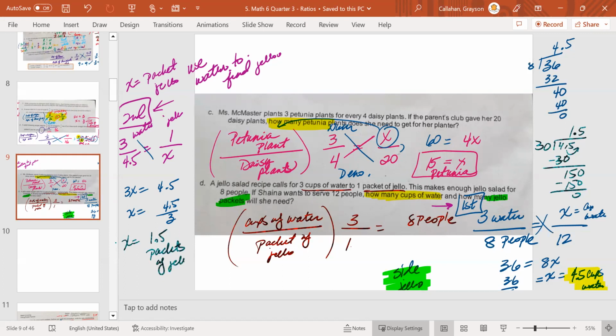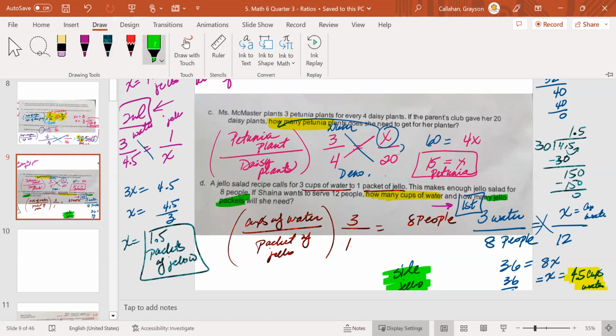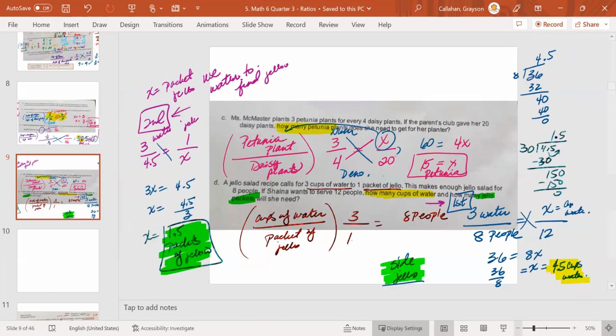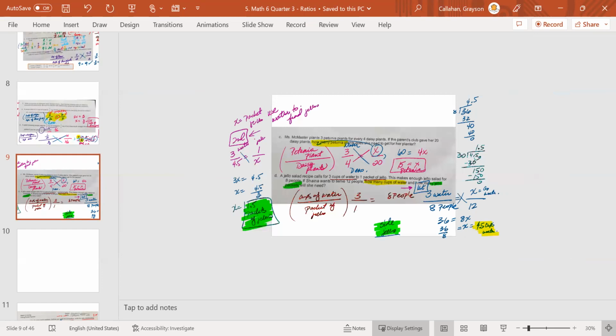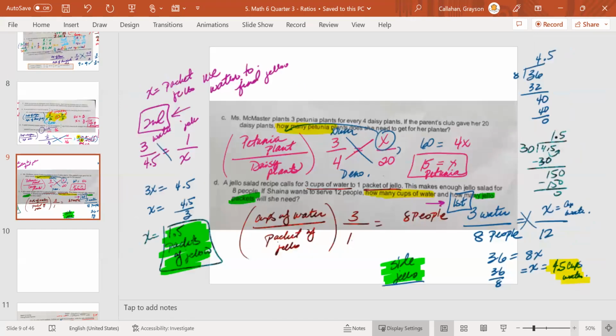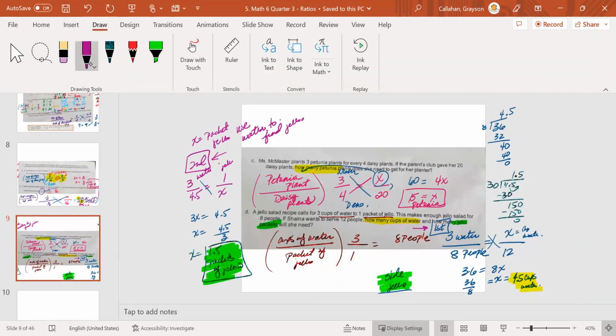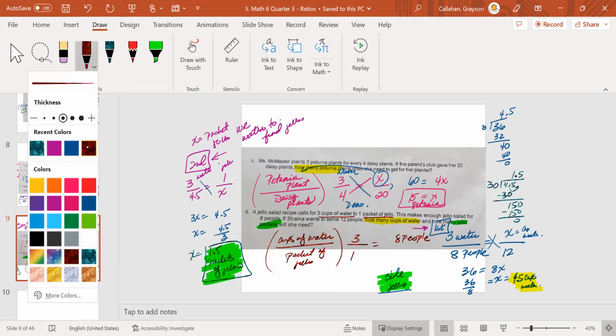packets of what? Jello. And that's how you use the second one to find the answer, okay? This one's a hard question, so it's okay for you to be confused, okay? There's different ways of finding that. Let's say, for example, you decided not to go ahead and use cups of water to find Jello. You can also use people. So here's the third way that you can do it.